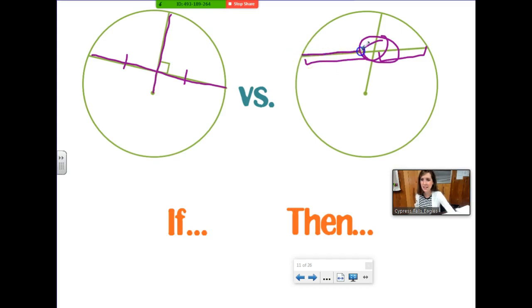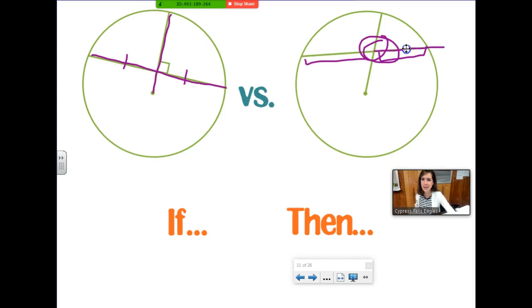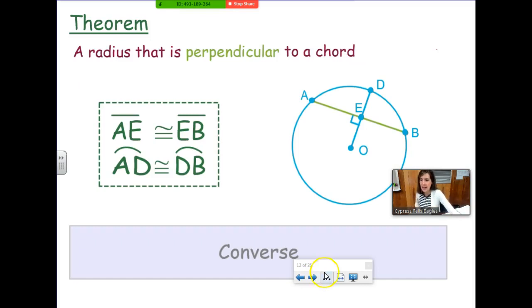Let me trace it. And then I get my select tool. Oh my goodness, not the same length, right? So if a radius is perpendicular to a chord, what does it do to the chord? It bisects it. Y'all said it. Go ahead and write it down.